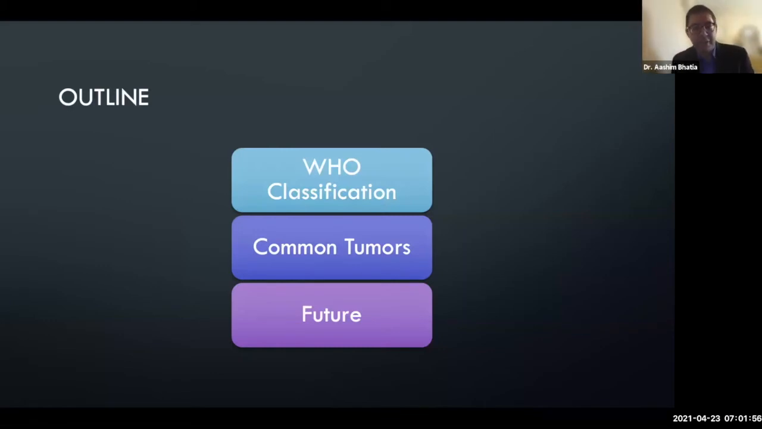We're not going to dive extremely deep into it, just give a little preview. The main focus will be discussing the most common pediatric brain tumors and the imaging findings of those tumors. And I'll give a little hint of what I think the future will be like with pediatric neuroradiology in relationship to understanding these pediatric brain tumors.